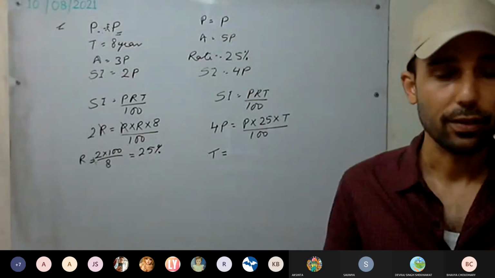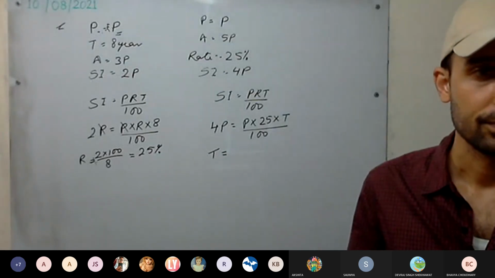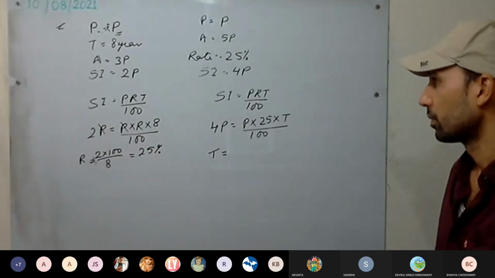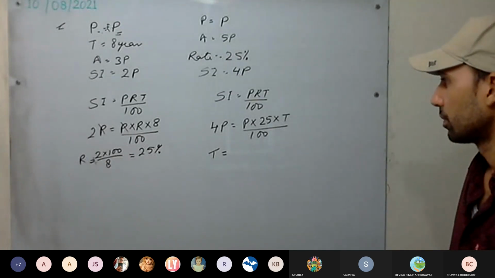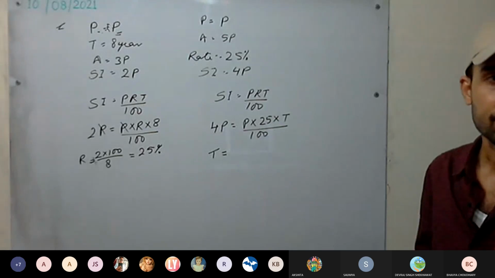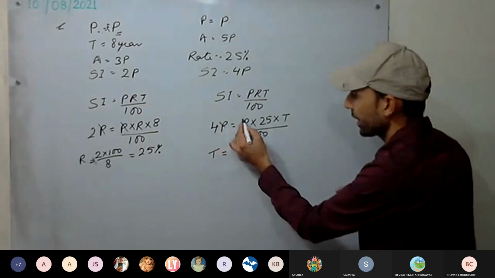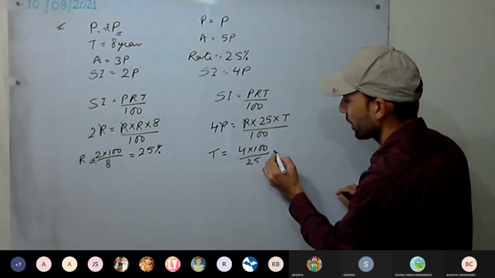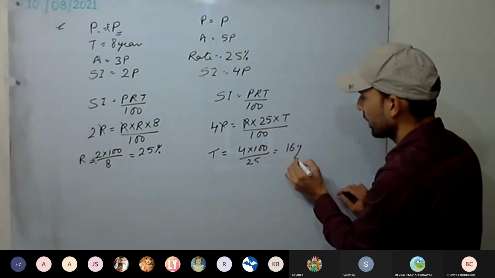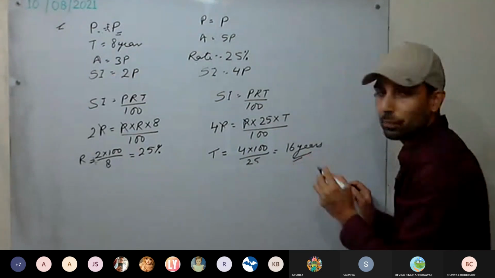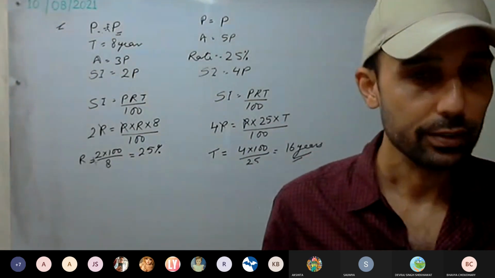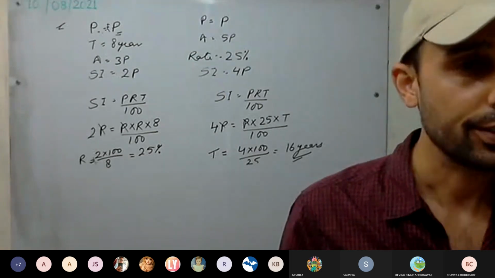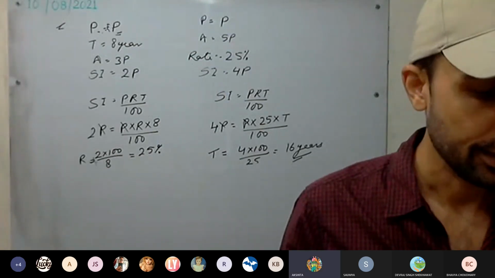In how many years will it become 5 times of itself? Calculate it. P gets cancelled. 4 into 100 divided by 25. 25 times 4 is 100, so 16 years. Have you all got the same answer? Have you got the 16 years? Yes, sir.